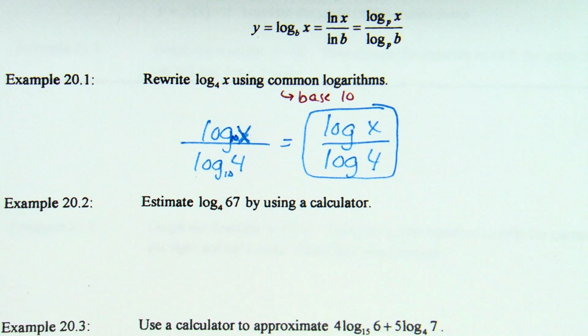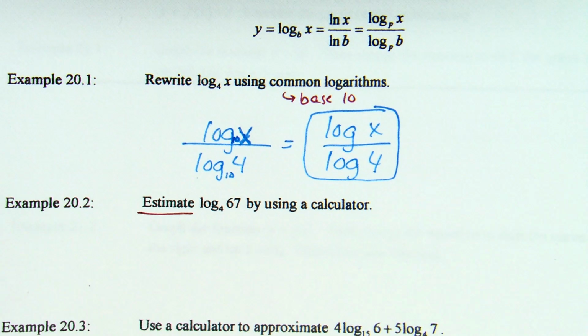Example 2 says to estimate log base 4 of 67 by using a calculator. So on the first example, it doesn't want the number answer, it just wants it set up so that you could just put equals on the calculator. Yeah. And on the first example, there's an x in there, so we couldn't get just a number. Okay. Now this next one, it says estimate. So what do they want in the end? A number. What do you know about log base 4 of 67?